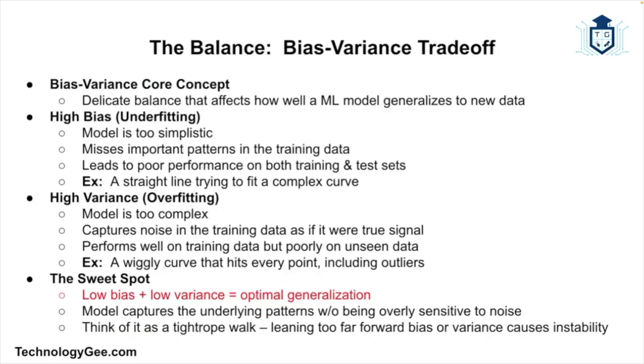Now, let's talk about balance. At the heart of overfitting and underfitting is something called the bias variance trade off. Basically, high bias equals underfitting, where the model is too simplistic.